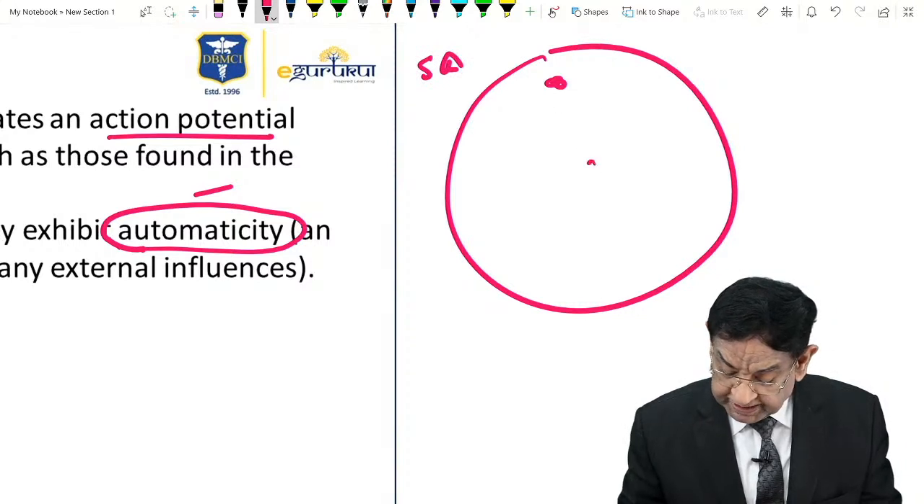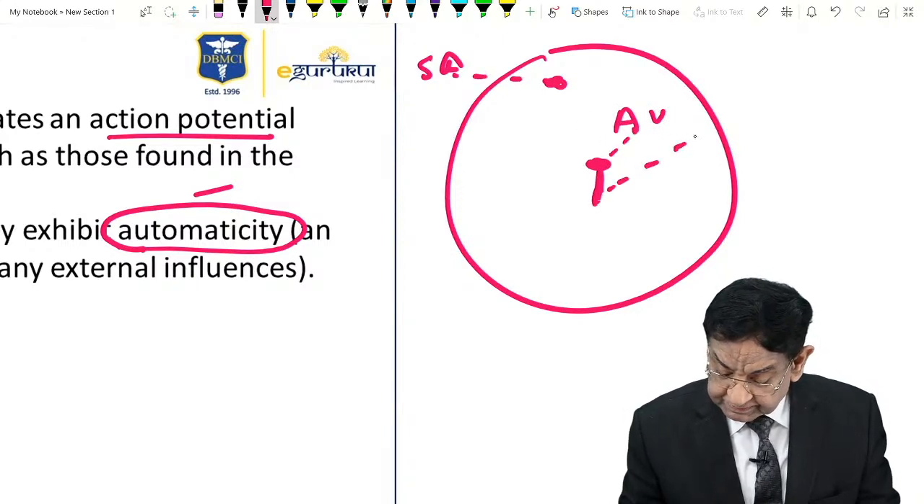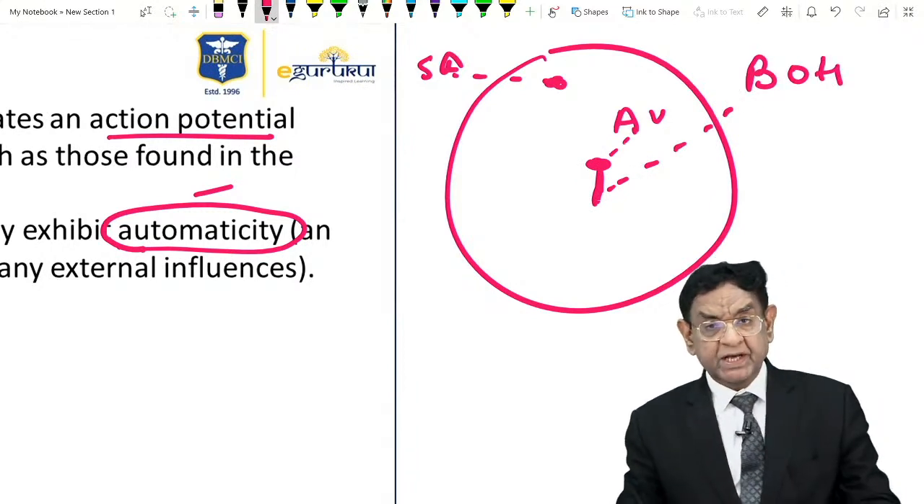The impulse comes to the AV node. From here, this is the AV node, SA node. This is the bundle of His. BOH is the bundle of His.